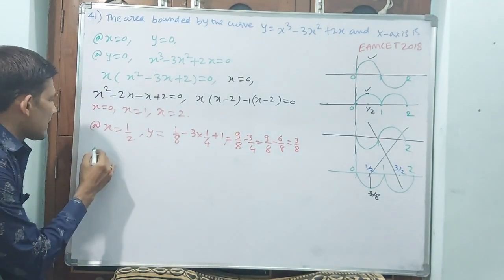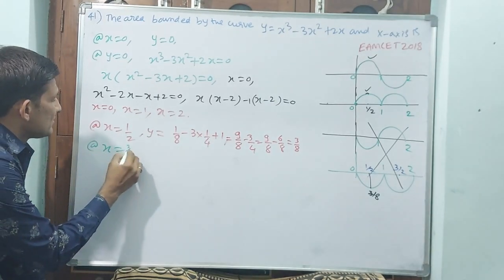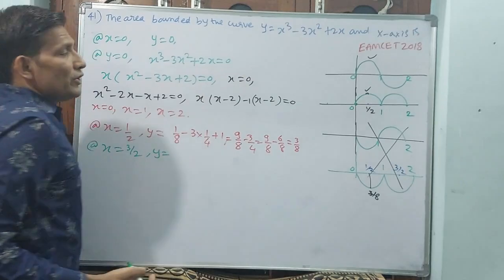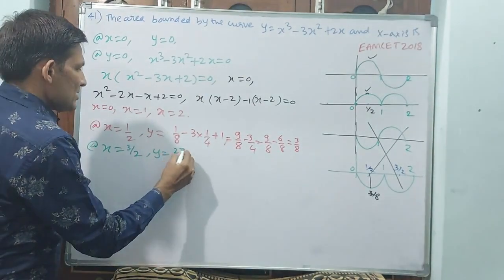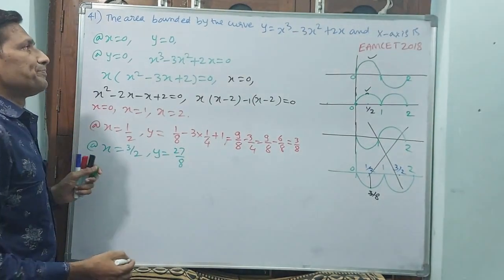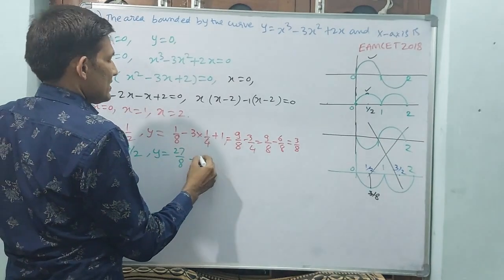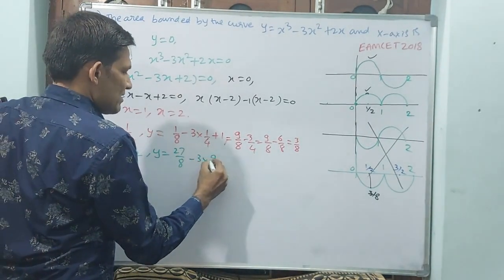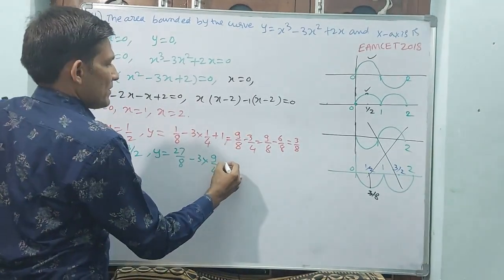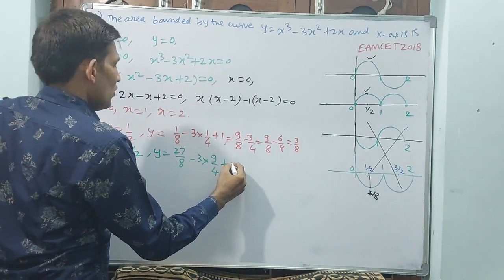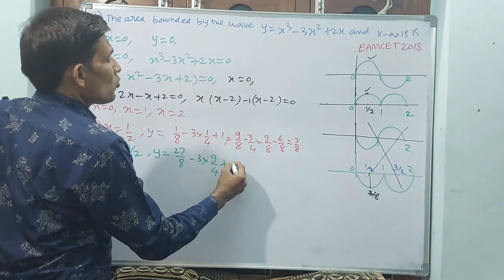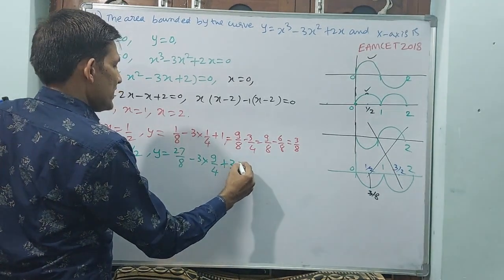See what I am doing now. At x equal to 3 by 2, y is equal to 3 cube by 2 cube, 27 by 8, minus 3 into 3 square by 4, 9 by 4, plus 2 into 3 by 2, the 2 and 2 cancel out, 3.